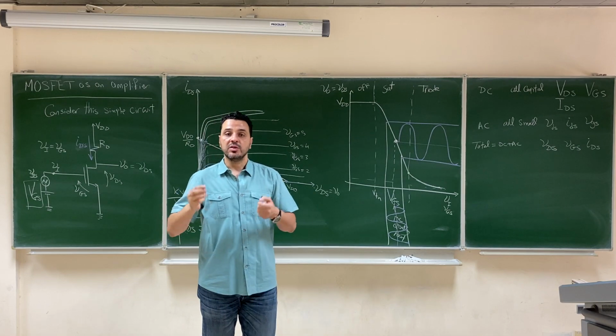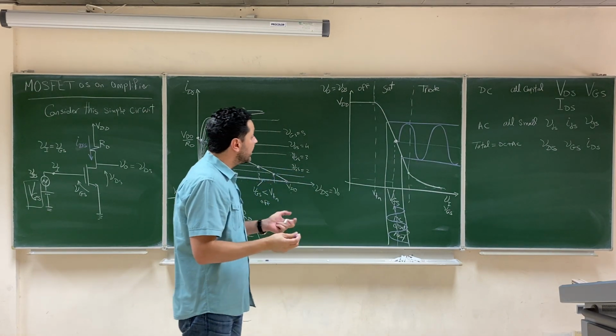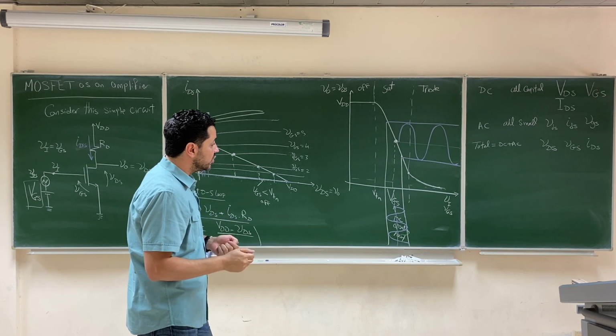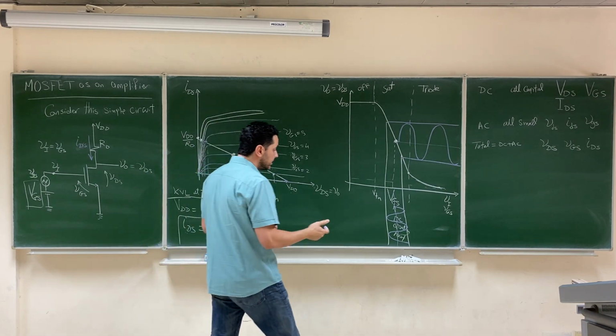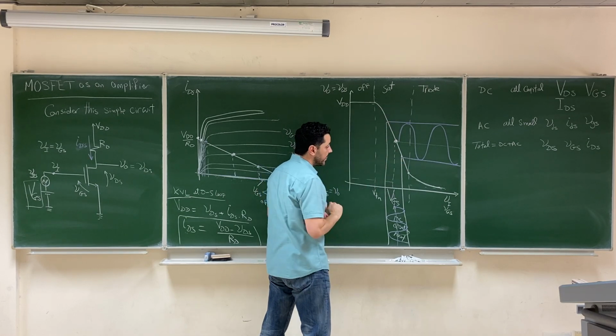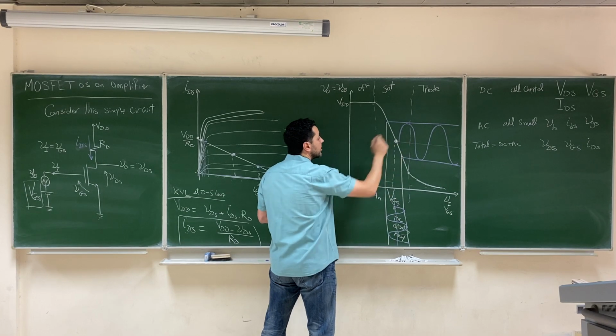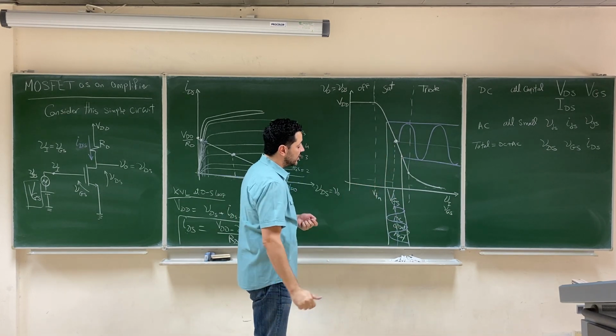So here, your DC bias point needs to be in the middle of the saturation region, so that first, you will benefit from the gain of this line, okay? And a small change here will convert into large changes in the output.